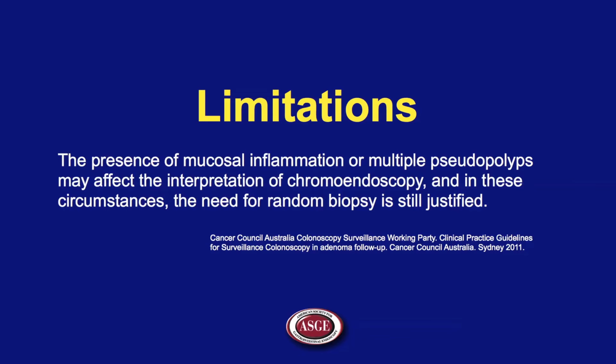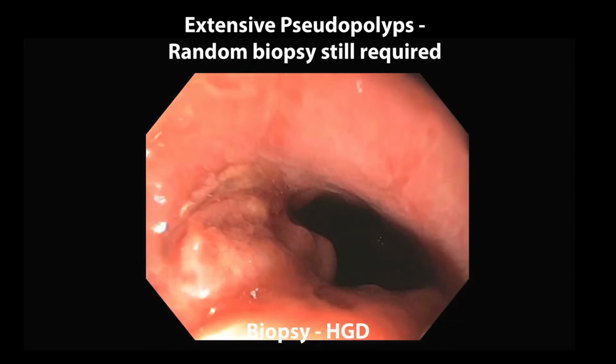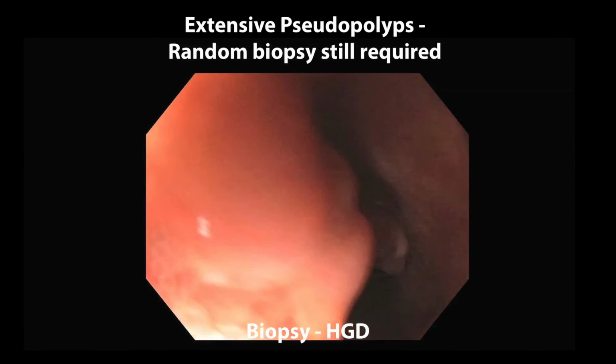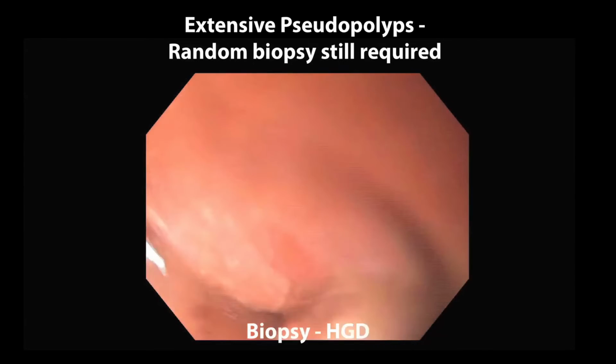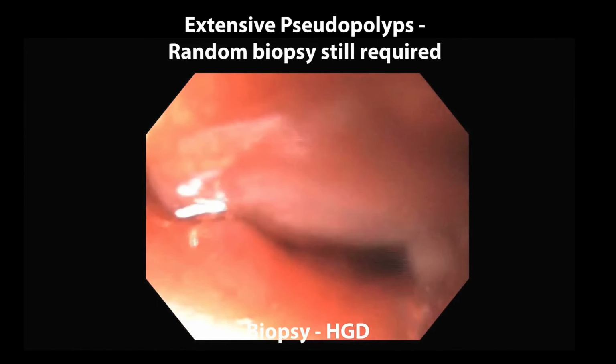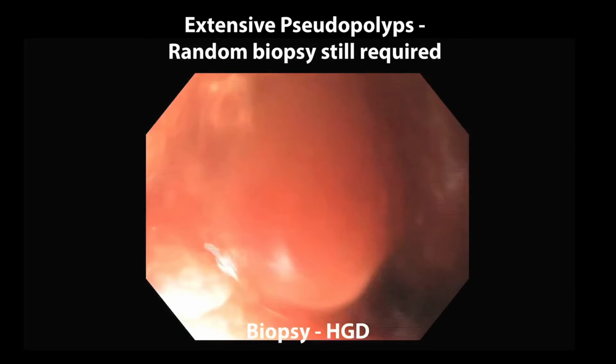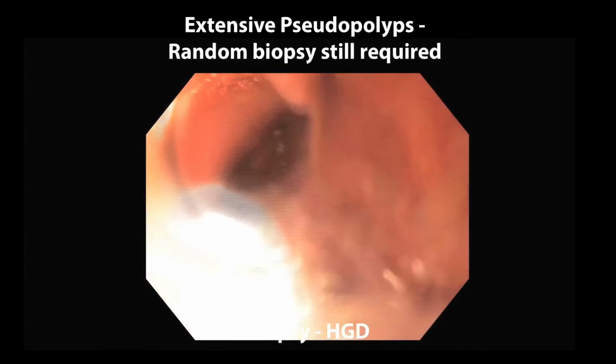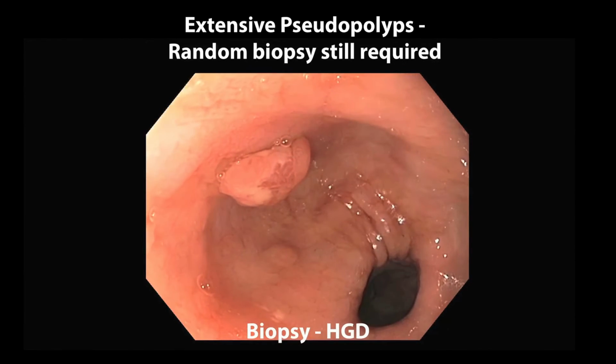There are important limitations to chromoendoscopy with targeted biopsy. Specifically, the presence of mucosal inflammation or multiple pseudopolyps may affect the interpretation of chromoendoscopy, and in these circumstances, the need for random biopsy is still justified. In this patient, large pseudopolyps were identified obscuring the lumen. Random biopsies were obtained from these lesions and the surrounding mucosa. High-grade dysplasia was identified and colectomy was performed.